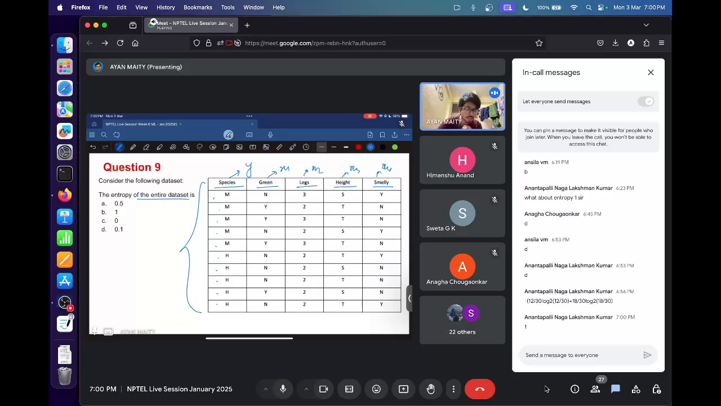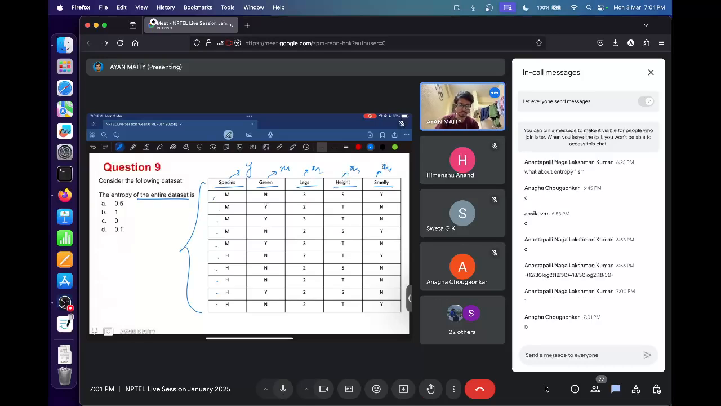Anantapalli Nagalakshman Kumar says option A. Okay. Anyone else? Anagha Jogaonkar says option B, which is 1.